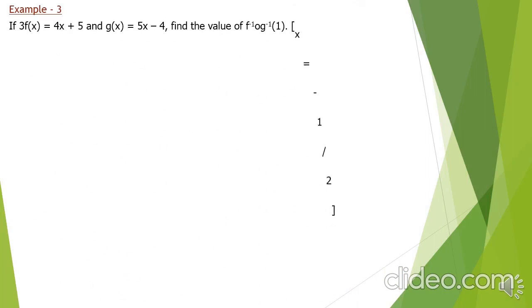Example 3 is right here on your screen. We have to find G inverse also. We have to find F inverse also. Then we have to do the composition of F inverse and G inverse. Then our input will be 1. Then we have to find the value of the entire G inverse x, not x. It's a question, I think it's a mistake.